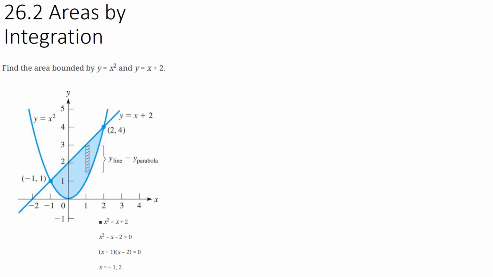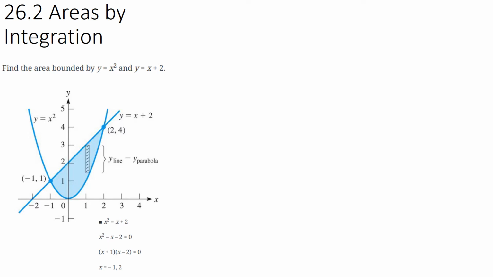Now at the bottom of the screen you can see how we find where those two curves intersect. You can see that they intersect at x equals -1, and they also intersect at x equals plus 2. So how did we figure that out? We simply set the two formulas equal to each other, x squared equals x plus 2, and then we solved for x, and we got that x is either -1 or +2.